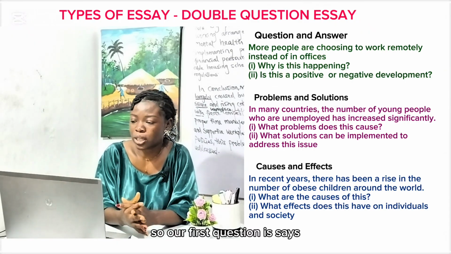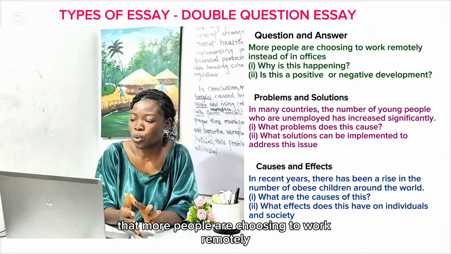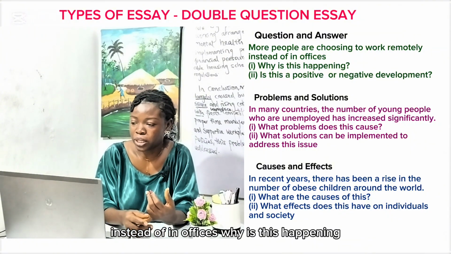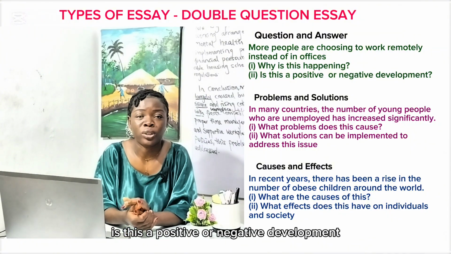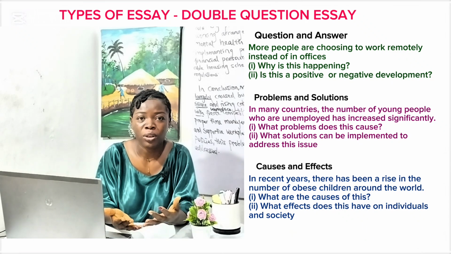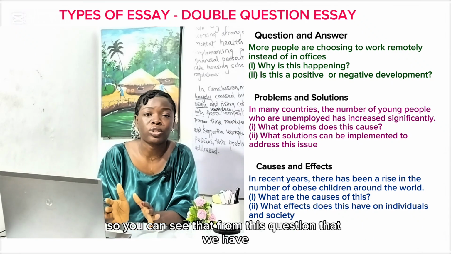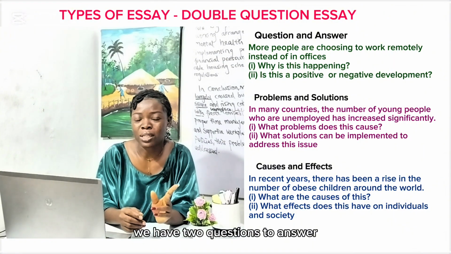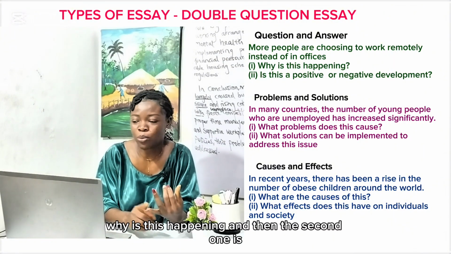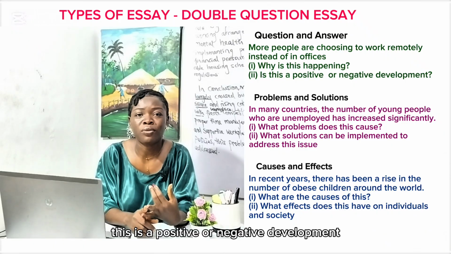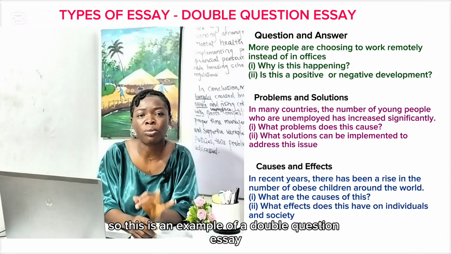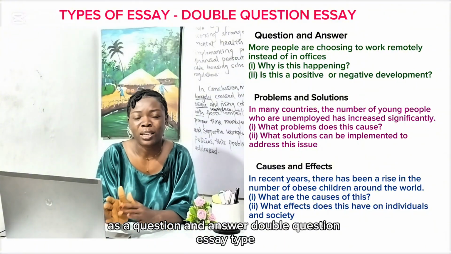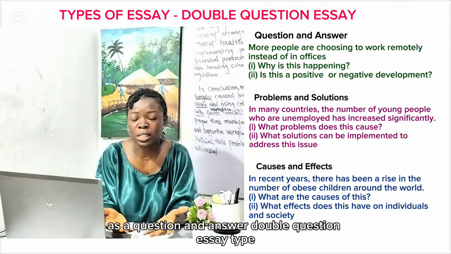So our first question here says that more people are choosing to work remotely instead of in offices. Why is this happening? Is this a positive or negative development? Right, so you can see that from this question that we have here, we have 2 questions to answer. The first part is, why is this happening? And then the second one is, is this a positive or negative development? So this is an example of a double question essay, but then we can further classify it as a question and answer double question essay type. I hope you get it.